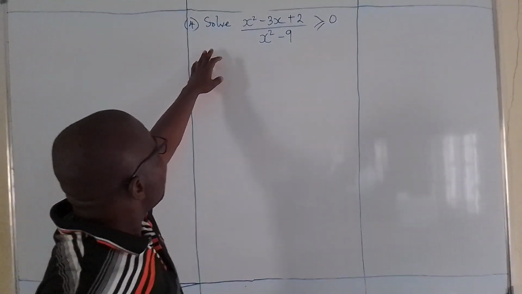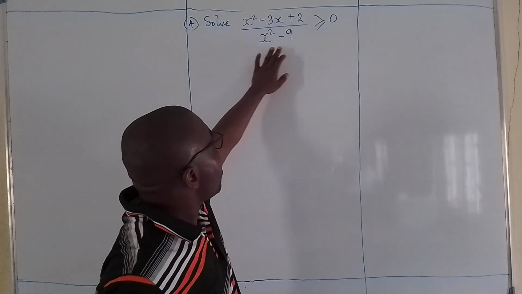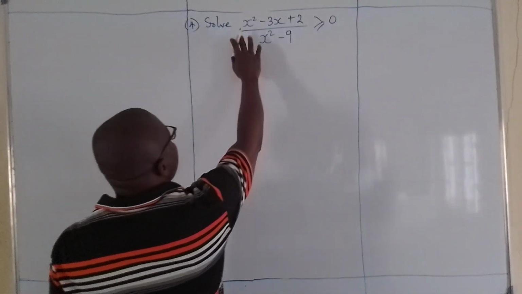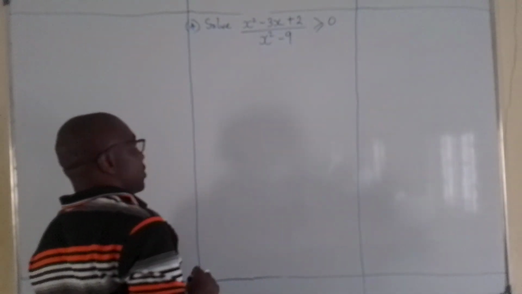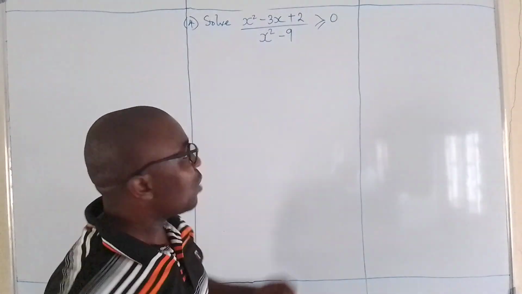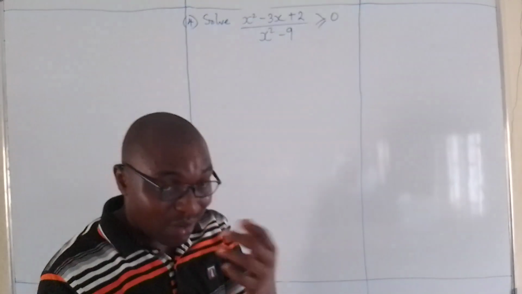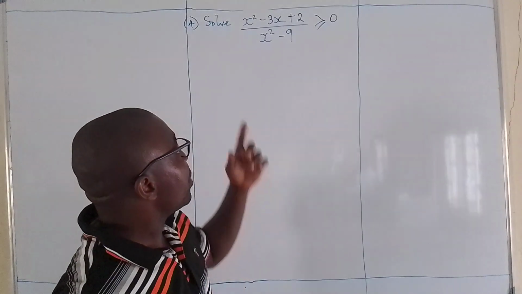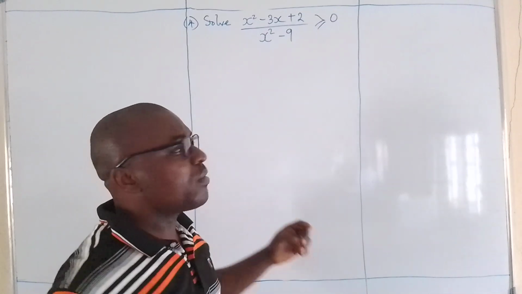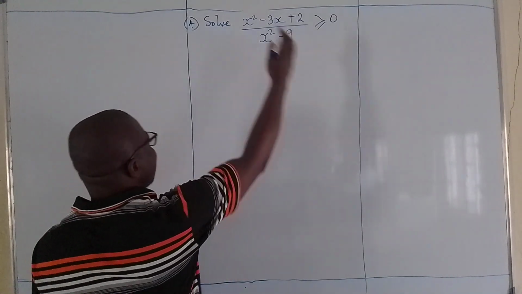So, number 4, we have: solve x squared minus 3x plus 2 all over x squared minus 9 is greater than or equal to 0. That numerator can be factorized. I have done that in quadratic inequality part 1, how to factorize a quadratic expression. If you go through it, you understand it better. This video is actually a continuation of rational inequality part 3.